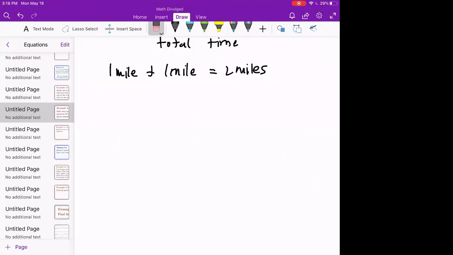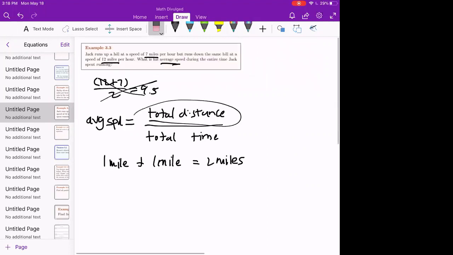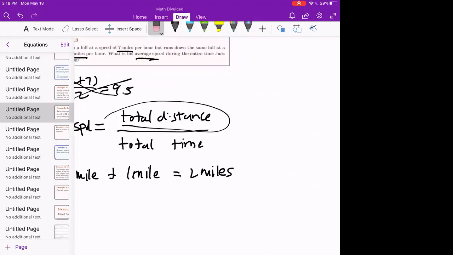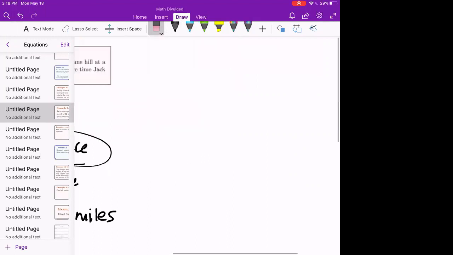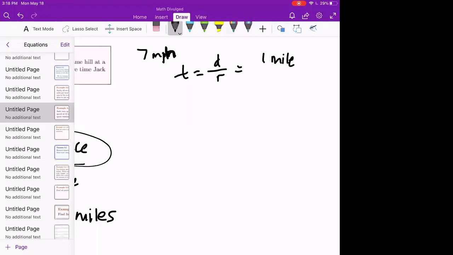So let me actually move over here. The problem states that he runs up the hill at 7 miles per hour. Using D equals RT, or more specifically, we can use T is equal to D over R. This is the time, which is just 1 mile, the distance going up the hill, divided by the rate, which is 7 miles per hour. Therefore, the time that he spends going up the hill is just 1/7 of an hour.